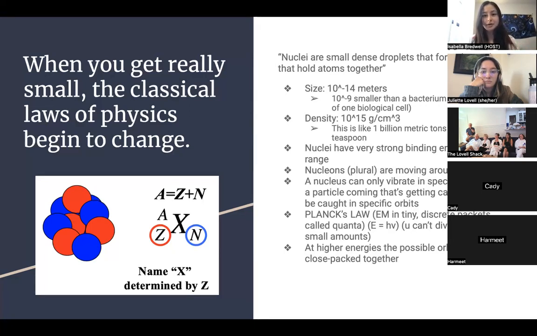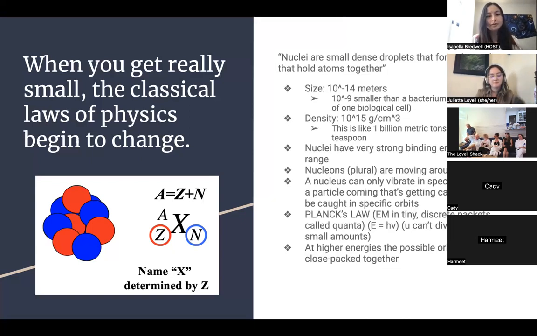Yeah, so they're really, really small, 10 to the negative ninth times smaller than a bacteria, which is one cell. And they're really, really dense, like 1 billion metric tons packed into 1 teaspoon kind of density. They have really strong binding energy at close range, so it's really hard to separate nucleons from the nucleus for nothing. And they're also just moving around all the time.